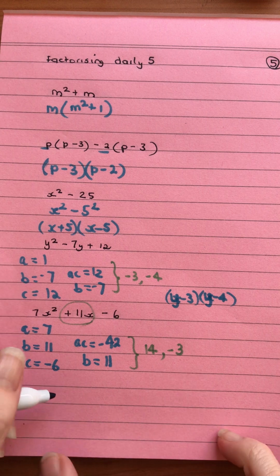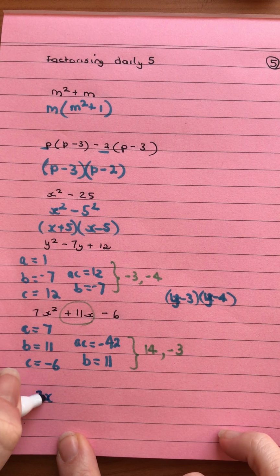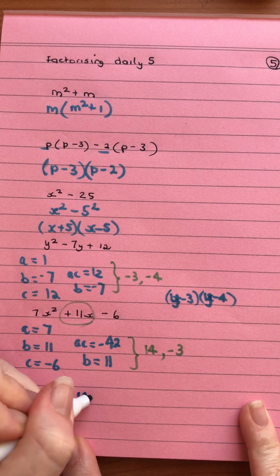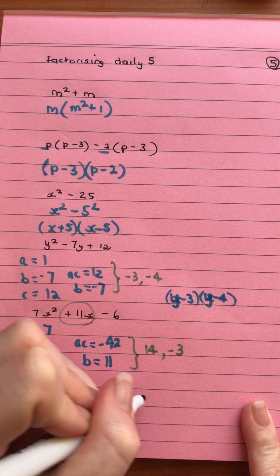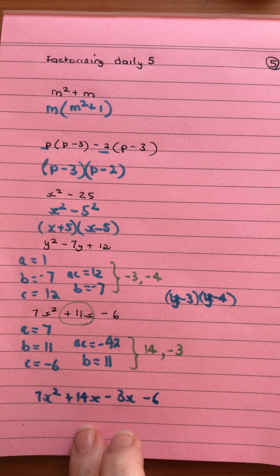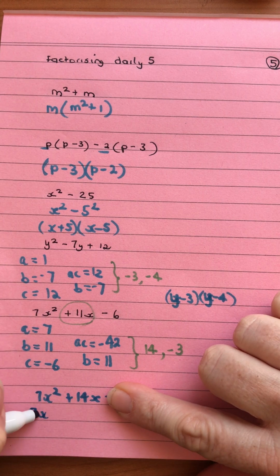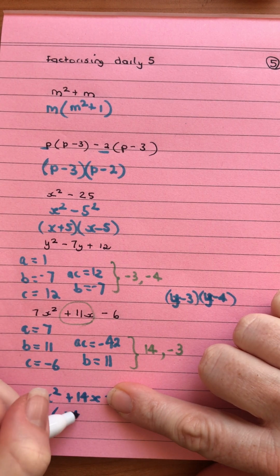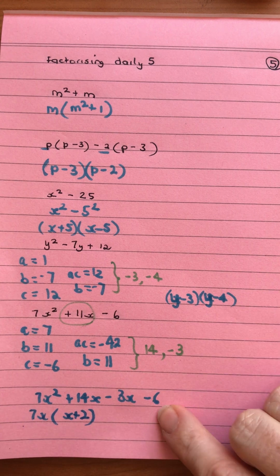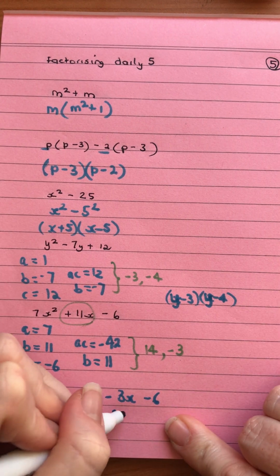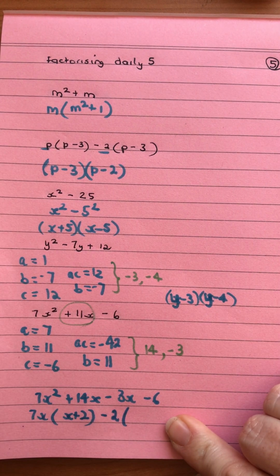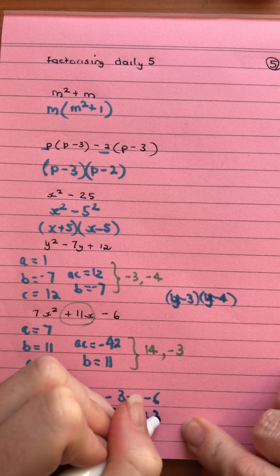So we're going to rewrite this one up here as 7x squared plus 14x take away 3x take away 6, and we could have written them in the other order, it will still work. Looking at the first two terms, have a common factor of 7x, so we're left with x plus 2 in our bracket, and the second two terms have a common factor of minus 3, sorry. And so in our bracket will be x plus 2 there.